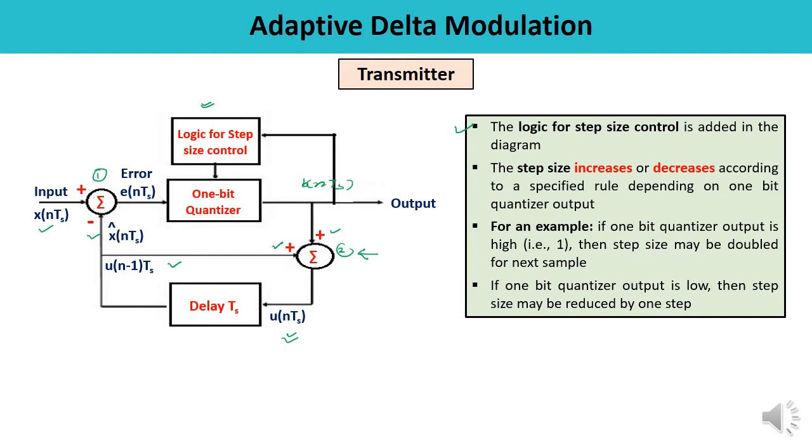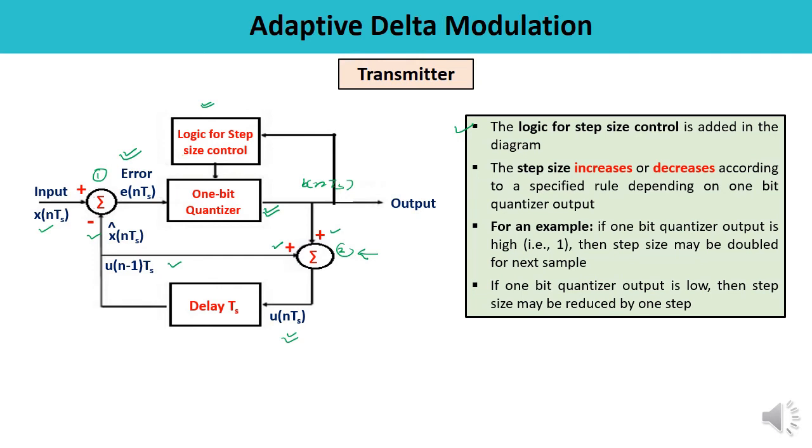So these two are being added, right? But here you can see the sign: this is plus, this is minus. So on the basis of the difference of the input and the staircase approximated signal, the error signal is computed. The error signal is the difference between the sampled input signal and the staircase approximation of the signal. Depending upon the sign of the error signal, the 1 bit quantizer generates the output.